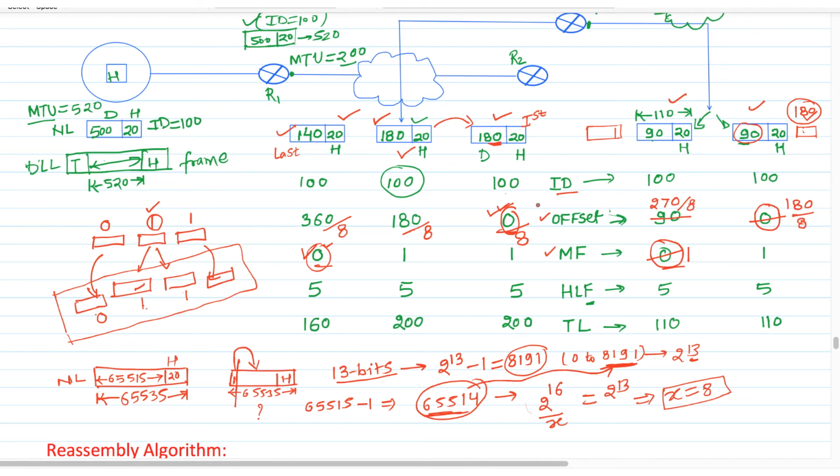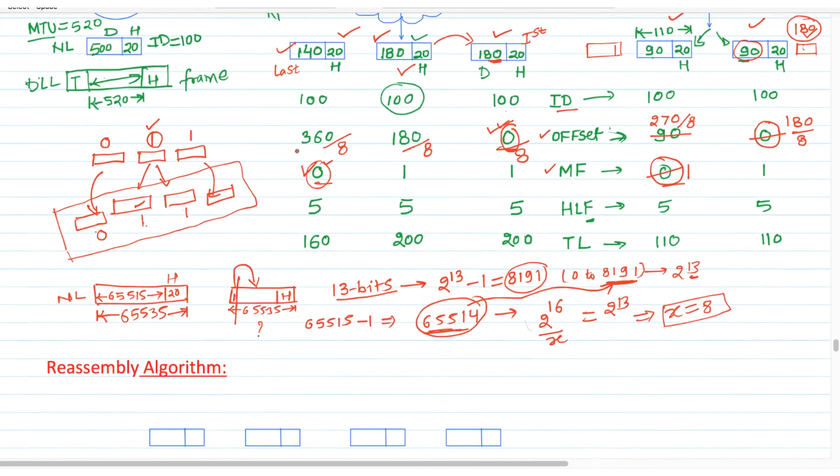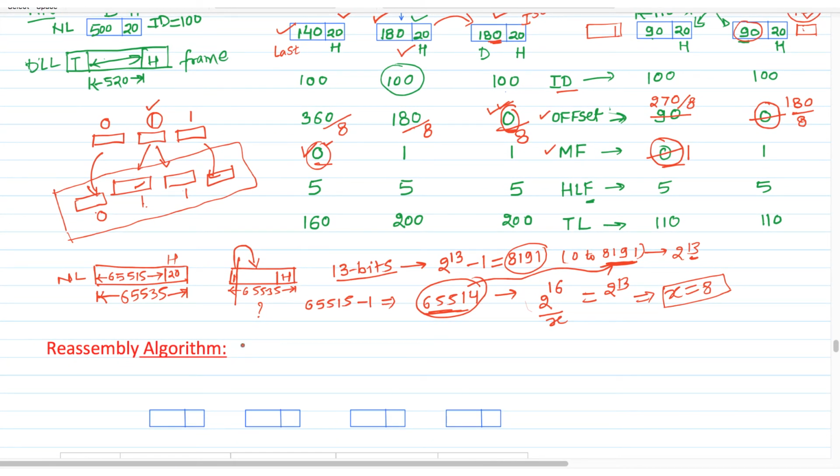So let me draw another diagram for this. Suppose we have all the 4 fragments like this. Here the size is 140, header size is 20. This is further fragmented into these 2 fragments. So here we are going to use 90 and 20, 90, 20, and it is 180 and 20.